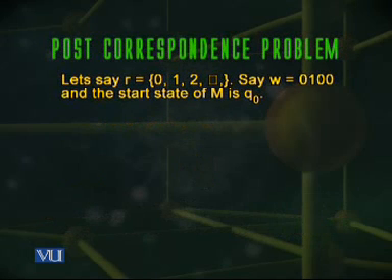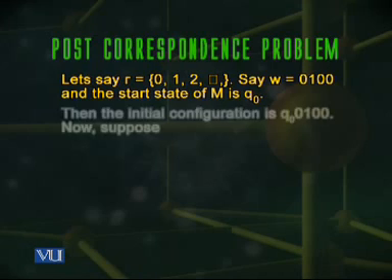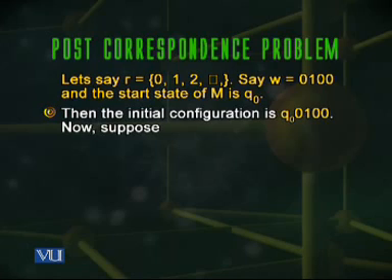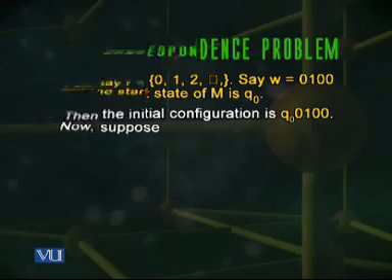Let us say that gamma is 0, 1, 2 and the blank symbol. So our work alphabet has just 3 symbols, 0, 1 and 2, and the usual blank in it. And let's say the input is 0, 1, 0, 0. And let's say the start state of M is Q0. Then the initial configuration of this machine is Q0, 0, 1, 0, 0.